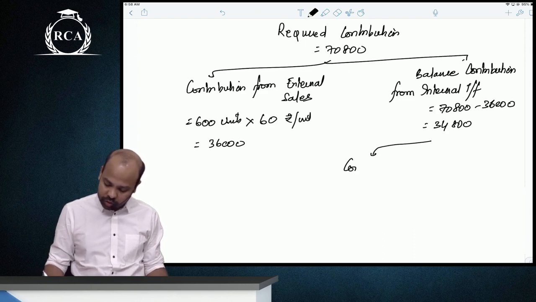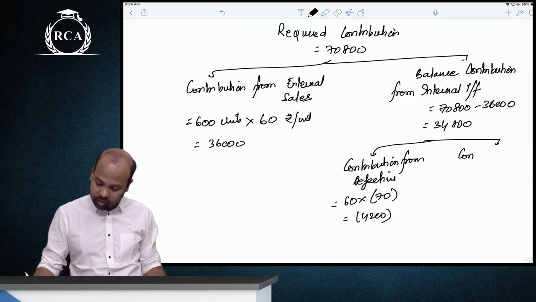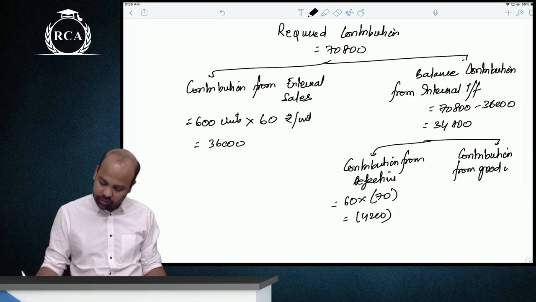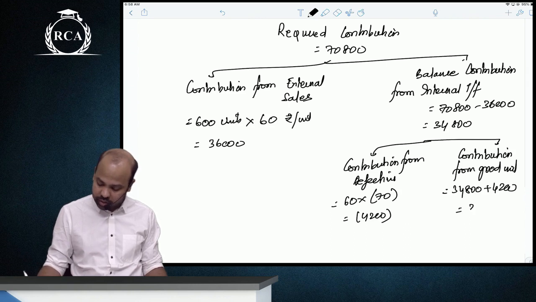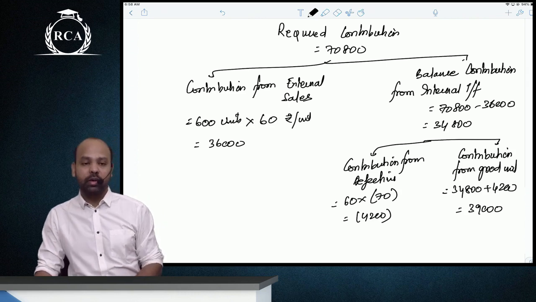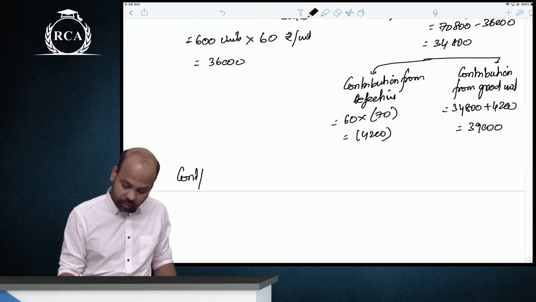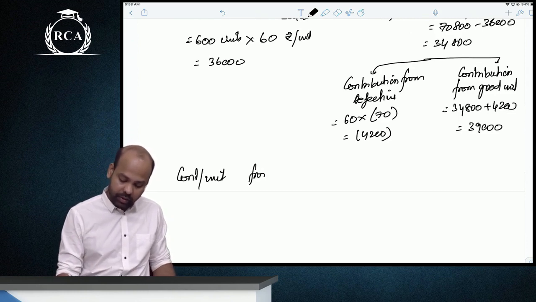What would be the contribution from defectives? When you rework defectives and sell them, you are going to incur a loss, and that will be 60 into negative 70 rupees, negative 4,200. So what should be the contribution from good units? I should not only recover 34,800 but also recover 4,200. That is 39,000. From defectives I would be incurring a loss of 4,200; from good units I have to realize a contribution of 39,000. So contribution per unit from transfer of good units.